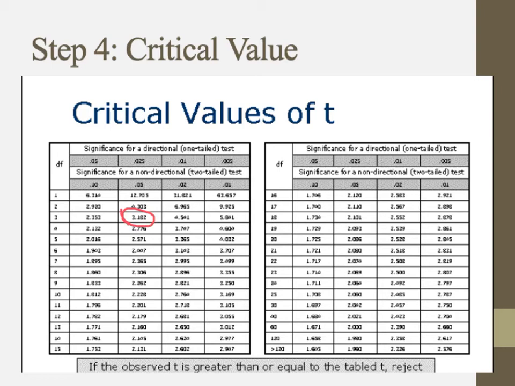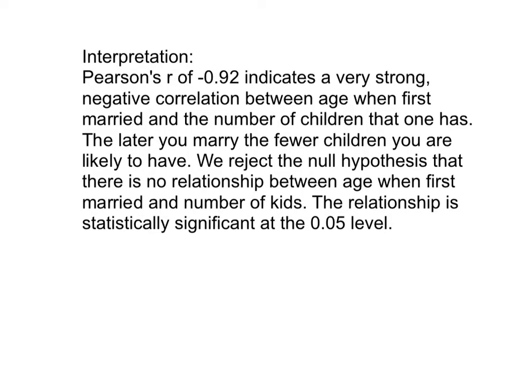So now we move to step 5, which is making a decision and interpretation. We would interpret Pearson's r and the t-test this way. We would say that Pearson's r of negative 0.92 indicates a very strong negative correlation between age when first married and the number of children that one has. The later you marry, the fewer children you are likely to have.